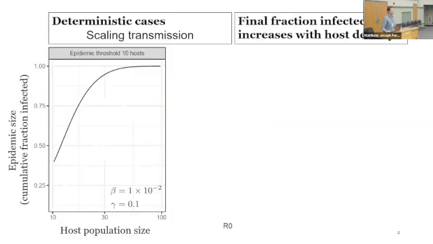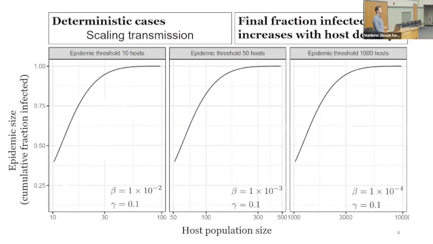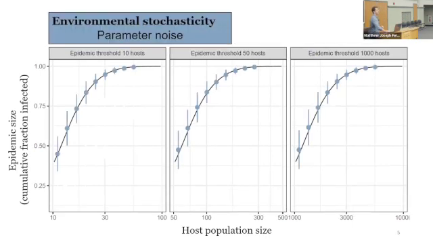And to dive a little bit deeper into that, we know that as host density increases, epidemic size, or the cumulative fraction infected, increases. This is just a deterministic model without random variation. And if we change the absolute values of these parameters, but maintain the ratio, we can just recover these same curves. The relationship between cumulative fraction infected and host population density with respect to the epidemic threshold is the same. When we account for environmental stochasticity, we get a little bit of noise around this cumulative fraction infected, but the relationship is constant across these three absolute sizes of the populations.